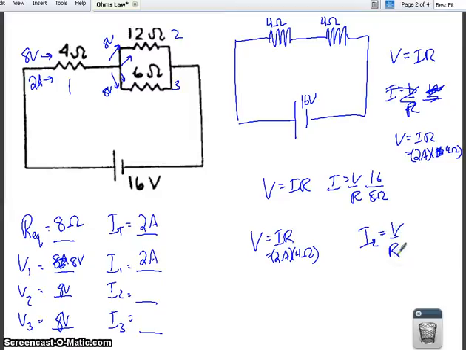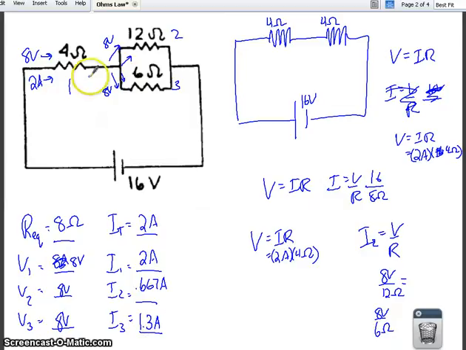Okay? Well, the voltage going into each one is 8 volts. So it's going to be 8 volts divided by 12 ohms for the first one, and then 8 volts divided by 6 ohms for the second one. So 8 divided by 12 is going to be 0.667 amps, and 8 divided by 6 is going to be 1.3 amps.